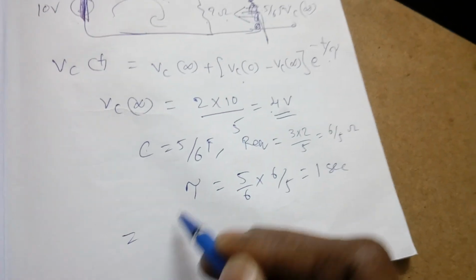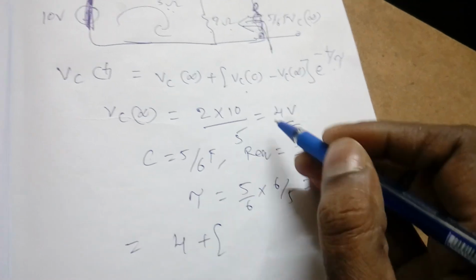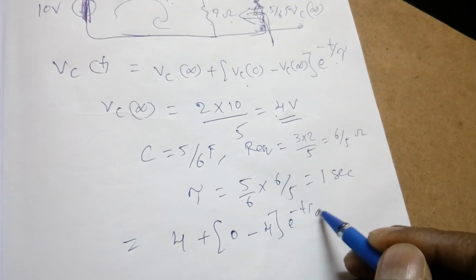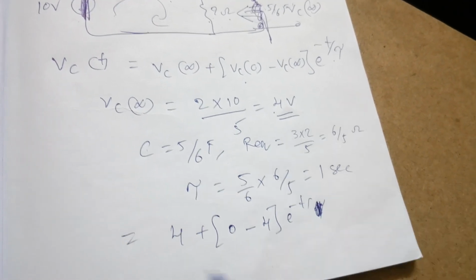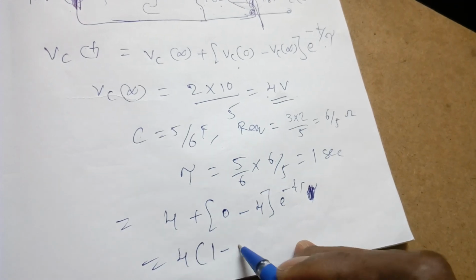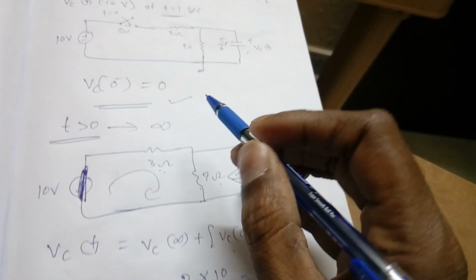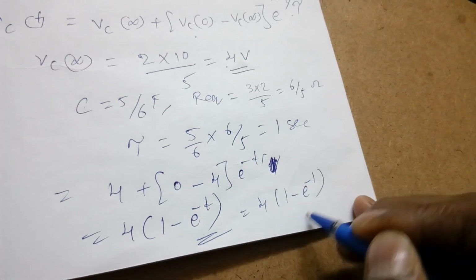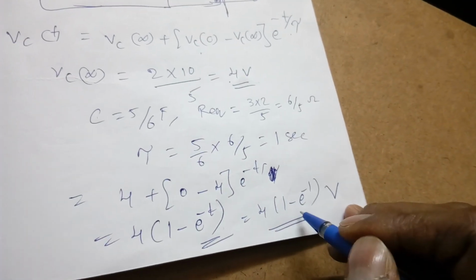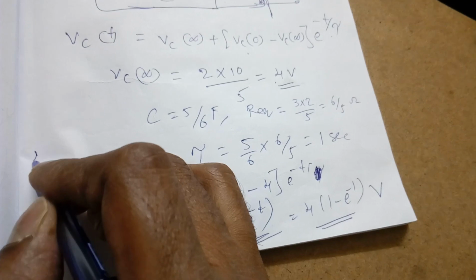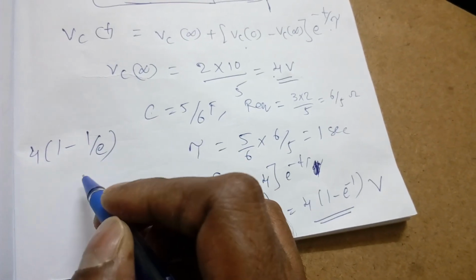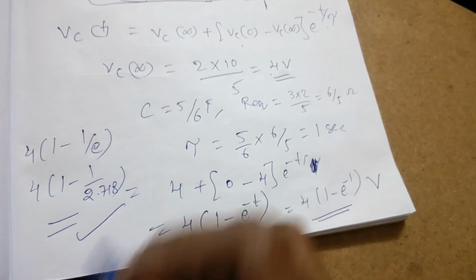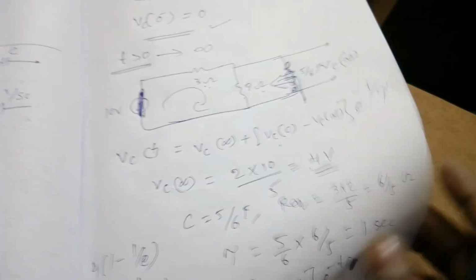Now according to this formula, Vc of infinity is 4, plus Vc of 0 is given as 0, minus 4, into e power minus t by tau, with tau equal to 1. If we take 4 common, we get 1 minus e power minus t. But he mentioned t equal to 1 second, so 4 into 1 minus e power minus 1 volts. You can use a calculator for this, so I can go for 4 into 1 minus 1 by e. What is e? 2.718. So 1 minus 1 by 2.718, then you can solve and we will get the value. So this is how to do this type of problem.